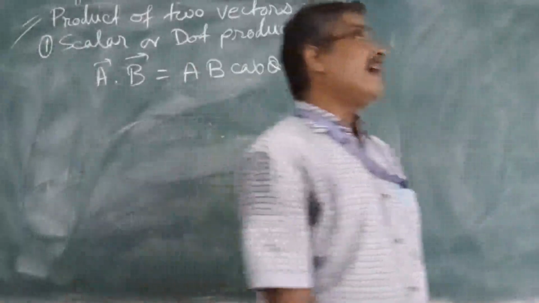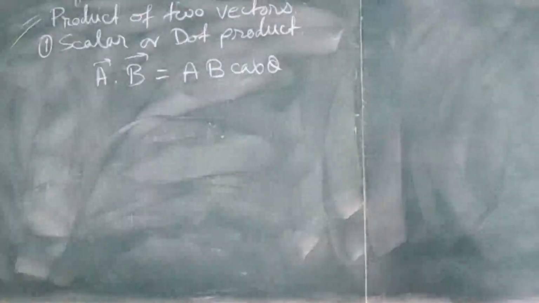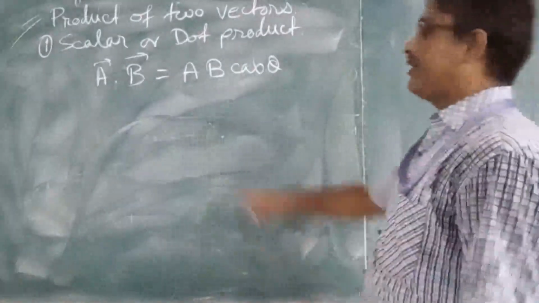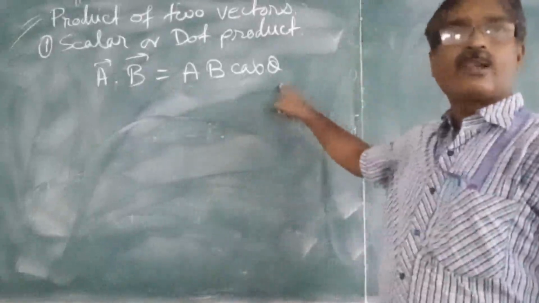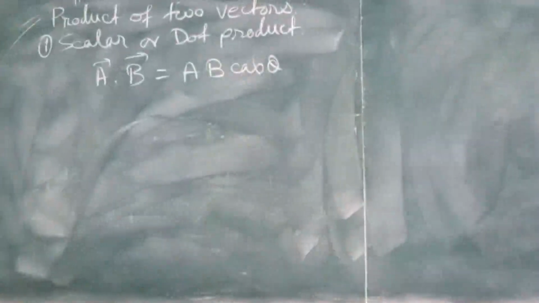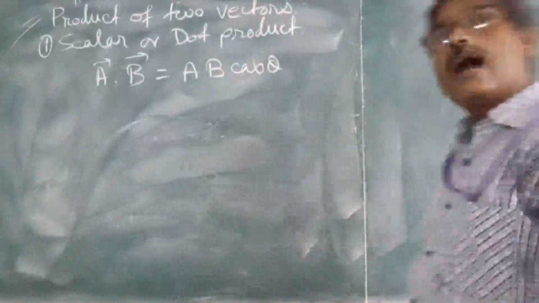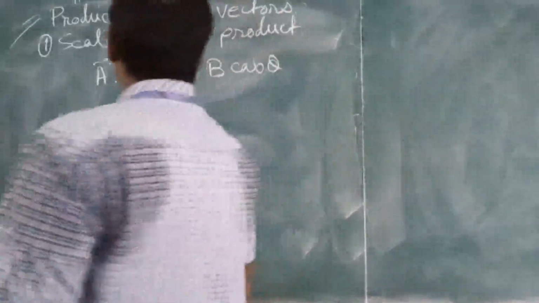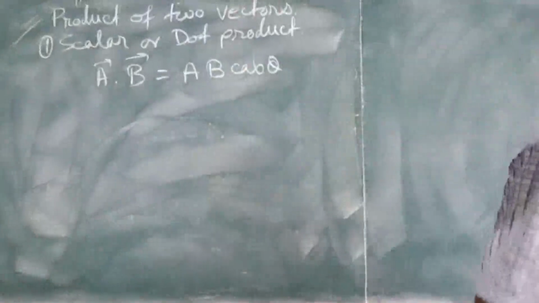So we can see that the dot product of 2 vectors is a scalar quantity. On the right hand side there is no vector quantity. So the dot product of the 2 vectors is a scalar.